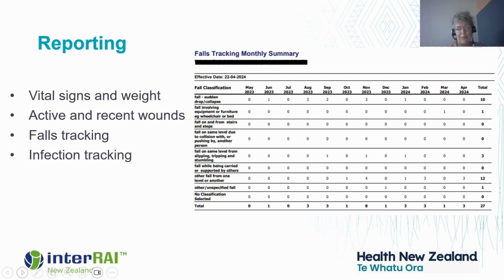So if we did a little deep dive into the sort of reporting that was available, this is just an example of the falls tracking monthly summary. There was falls tracking, infection, active and recent wounds and vital signs already developed in the software ready for facilities to use. This example gives you some of the reporting they had over a 12-month period that they could pull down.